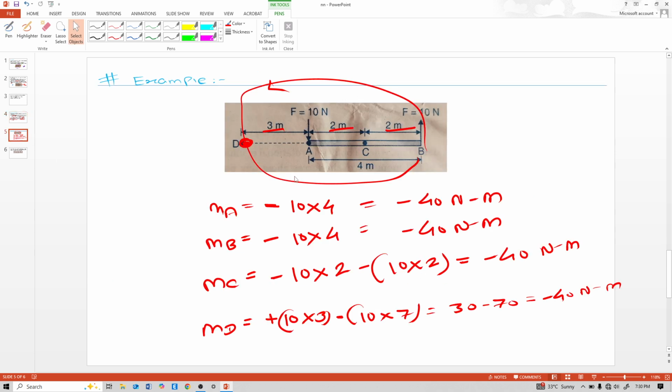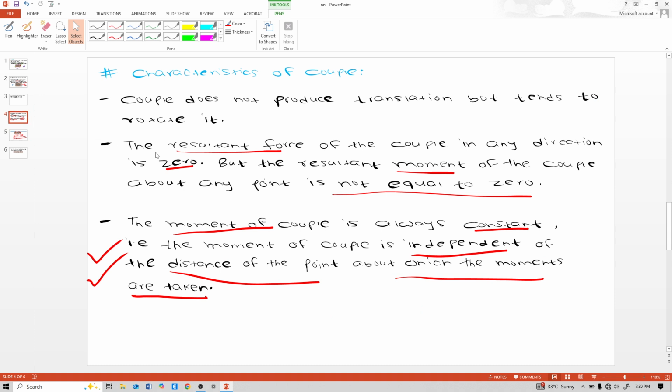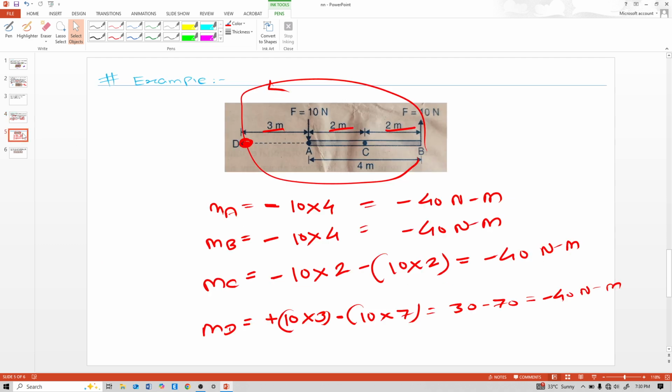So I told you through this example. So moment at every point is similar. It is constant. It is independent of the point and distances. So the resultant moment of the couple about any point is not equal to 0. So resultant moment is not 0 here.